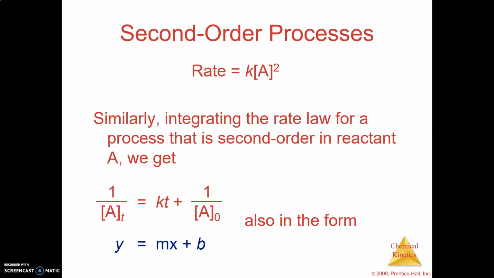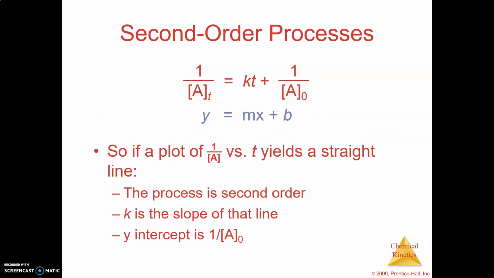So if we were to graph this line, we're looking for a straight line, but the thing to notice here is the slope is not negative, the slope is positive. So this line will be a straight line, but it'll be going up, with a positive slope. And we'll look at a graph of that in a second. If you have the inverse of the concentration versus time and it gives you a straight line, these are the three things we would know. We would know it's a second order process. If you find the slope of that line, that's your k value. And your y-intercept would be not the natural log, but the inverse of the initial concentration.